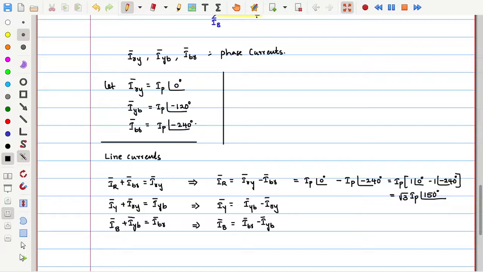Is that correct or not? 1 minus 1 at an angle of minus 240. Yeah, root 3 at an angle of minus 30, I got. If it is minus 30, let me also check with plus 120 instead of that, how much I will get. Yeah, so it is minus 30. I hope it's not 150, it is minus 30.